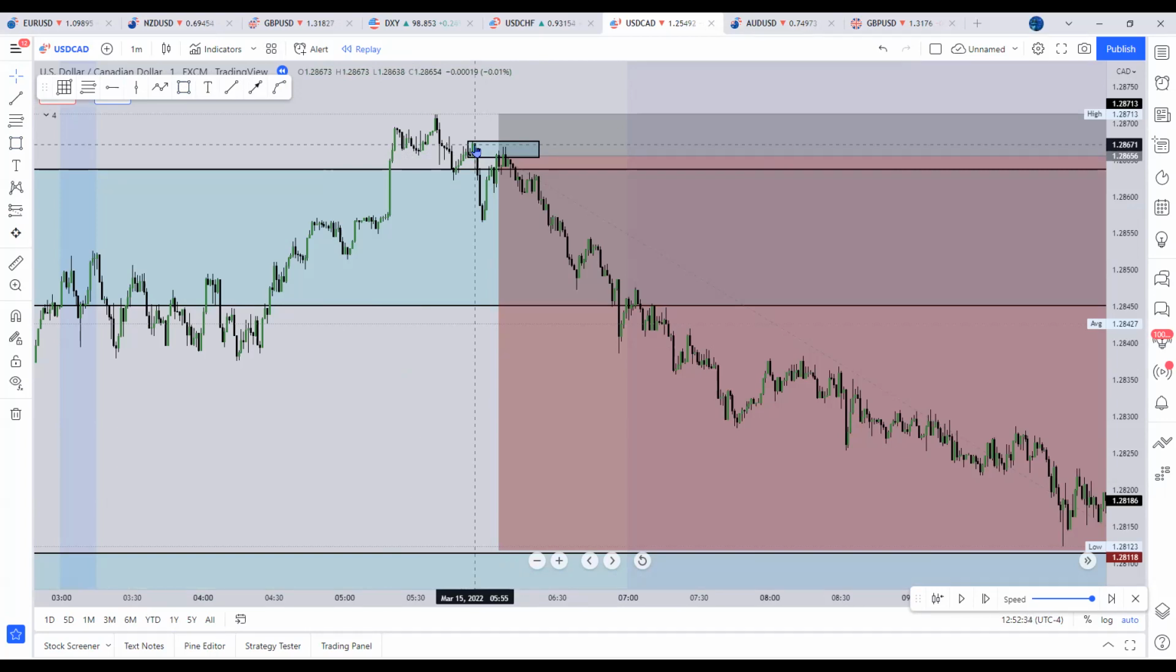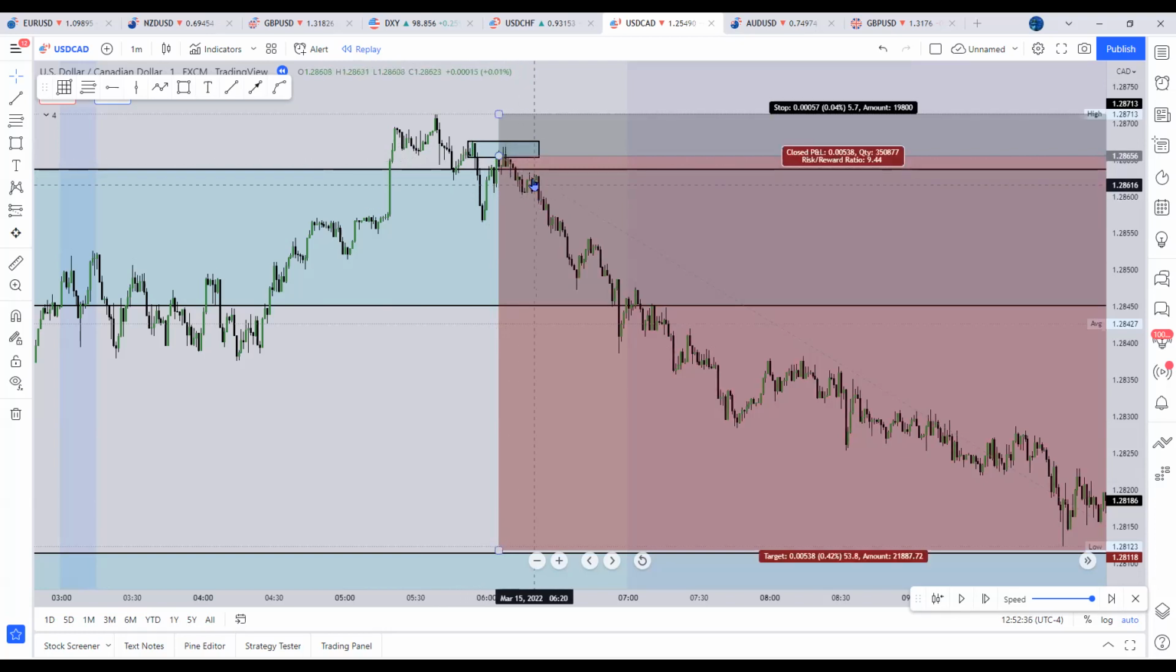Though I would have preferred if this price created another order block and price retested that order block. That would have been a lot better for me, if that makes sense.